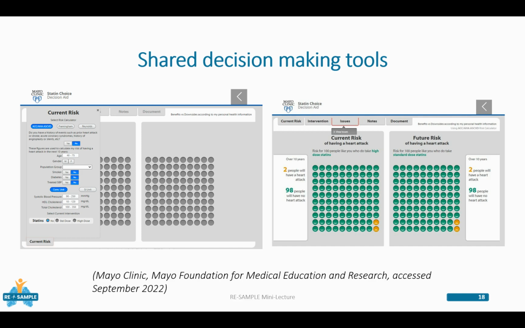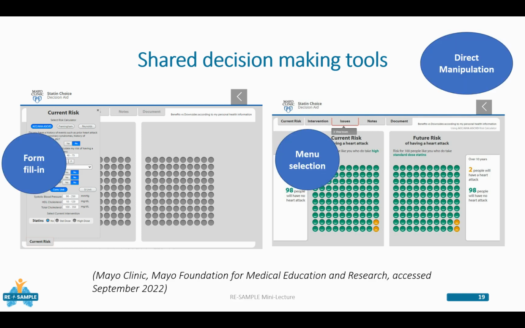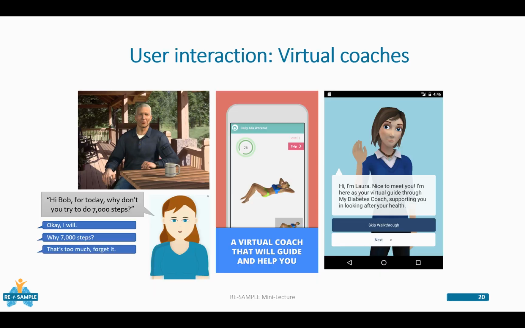Let's take a look again at the statin choice decision aid. Can you recognize some of the 5 primary interactive styles in this tool? You can observe 3 different interaction styles, which are form fill-in, menu selection, and direct manipulation. Let's look at another user interaction example.